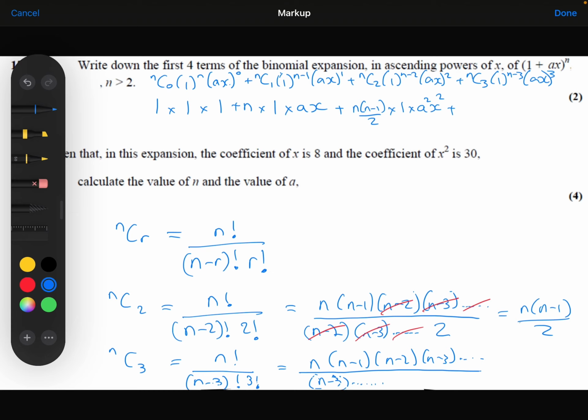And then the 3 factorial is 3 times 2 times 1, which is 6. We can see the n minus 3s would cancel out, the n minus 4s would cancel out, and so on. And so I just get left with n times (n minus 1) times (n minus 2) over 6. This is my expression for nC3. 1 to the power n minus 3 is 1. And then we have an a cubed x cubed.